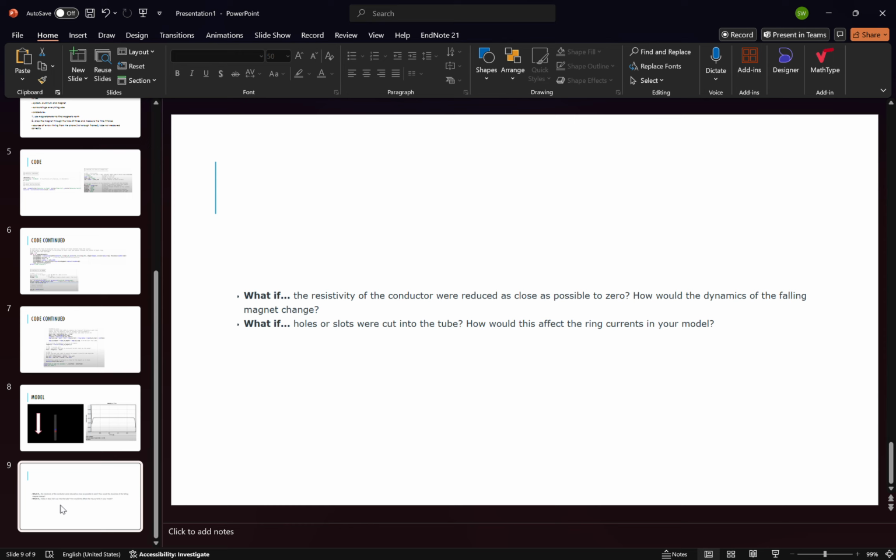For the next what-if, if we decreased the induced current, that would decrease the magnetic force counteracting the magnet, making the force of gravity have more of an impact, and the magnet falls faster.